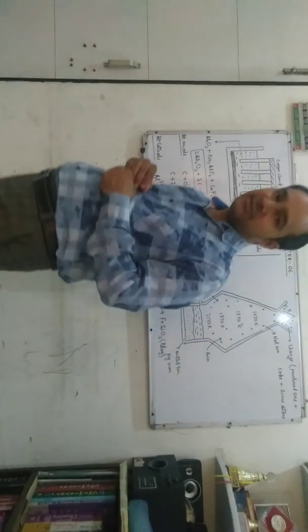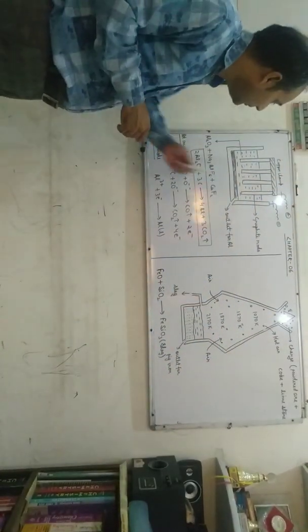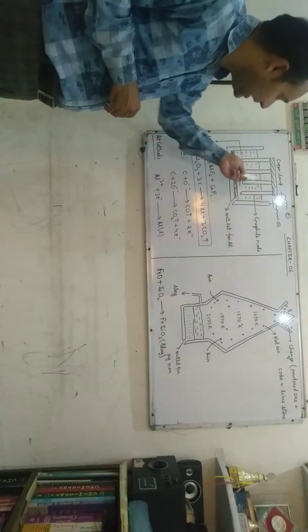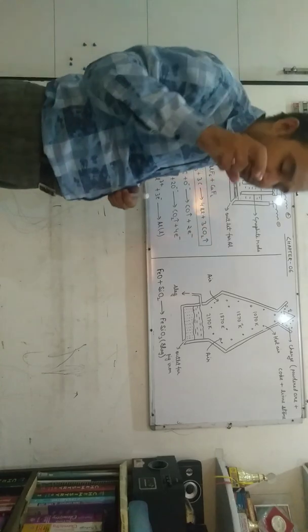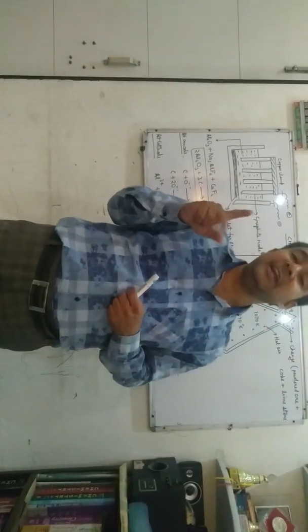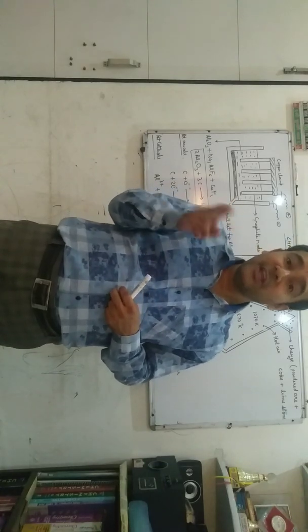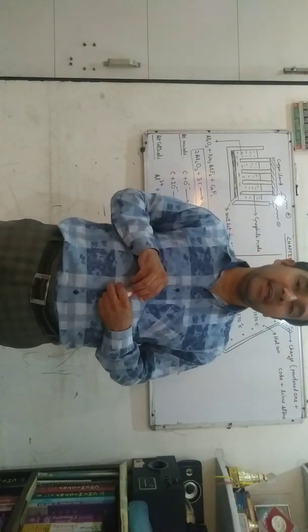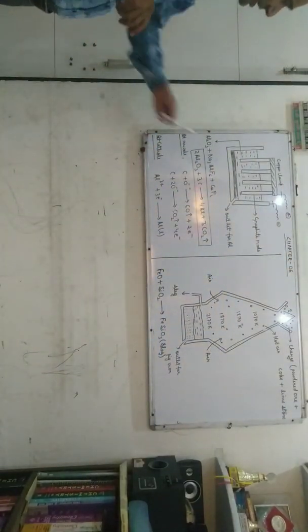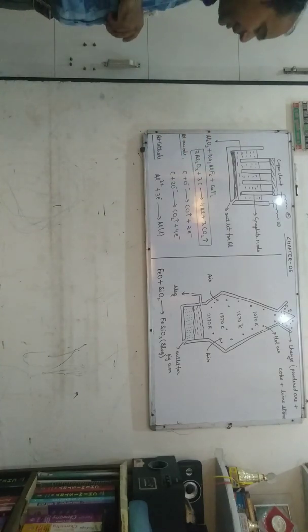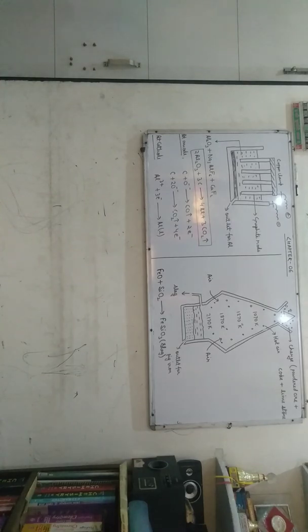Now two questions arise. First, what is the role of graphite rod in metallurgy of aluminium? Student, oxygen is liberated at anode, which combines with carbon of graphite to form carbon monoxide and carbon dioxide. If they are not present, oxygen recombines with aluminium to give back Al2O3. Now, next question is, what is the role of cryolite in the metallurgy of aluminium? Student, cryolite reduces the melting point of alumina and brings electrical conductivity.